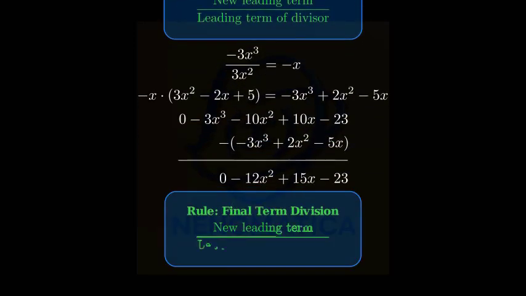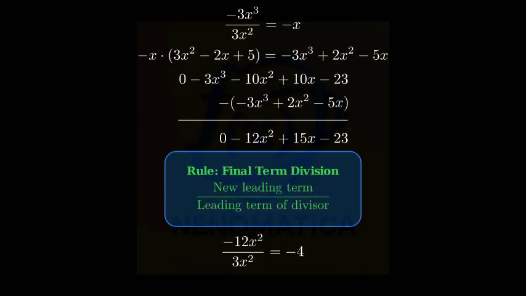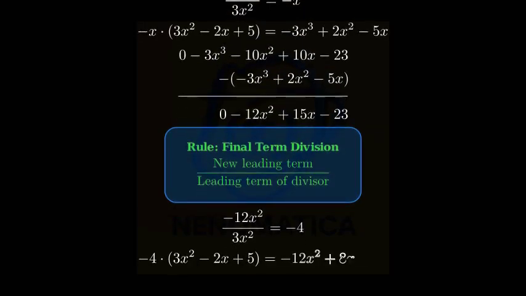Let's continue with the next step. Now, we divide the new leading term by the leading term of the divisor. Negative 12x squared divided by 3x squared gives us negative 4. Next, we multiply the entire divisor by negative 4. Negative 4 times 3x squared equals negative 12x squared.